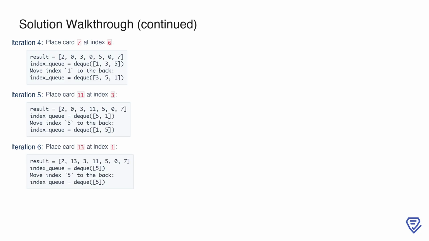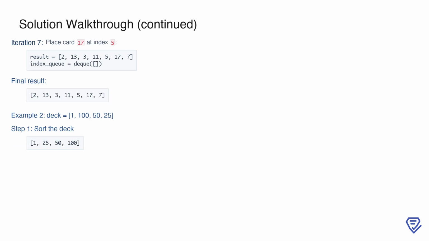The index_q becomes deque 1, 3, 5, and index 1 is moved to the back, resulting in deque 3, 5, 1. Next, card 11 is placed at index 3, updating the result array to 2, 0, 3, 11, 5, 0, 7. The index_q updates to deque 5, 1, and index 5 is moved to the back, making index_q deque 1, 5. Then, card 13 is placed at index 1, updating the result array to 2, 13, 3, 11, 5, 0, 7. At this point, index_q becomes deque 5, and moving index 5 to the back doesn't change the queue since it contains only one element.